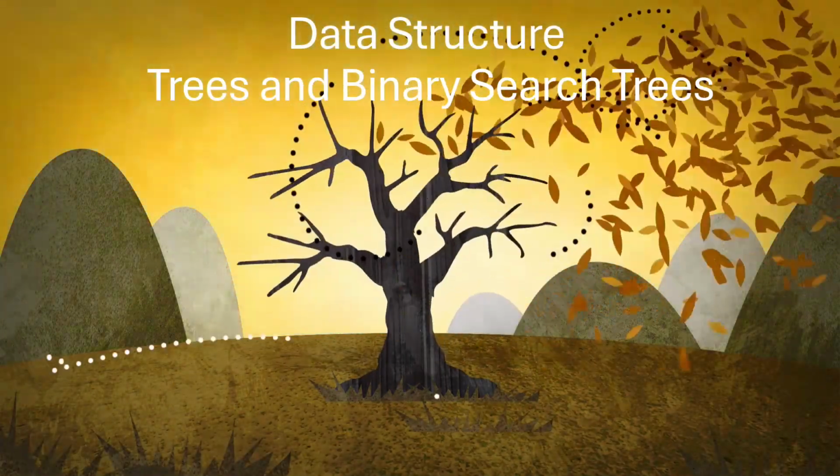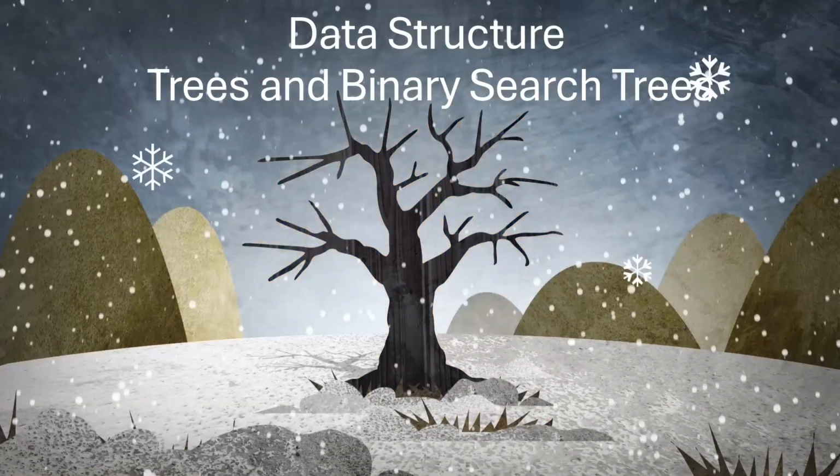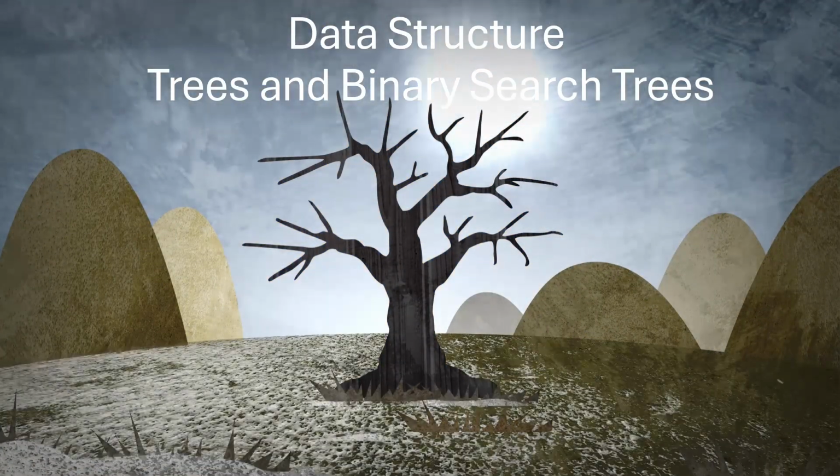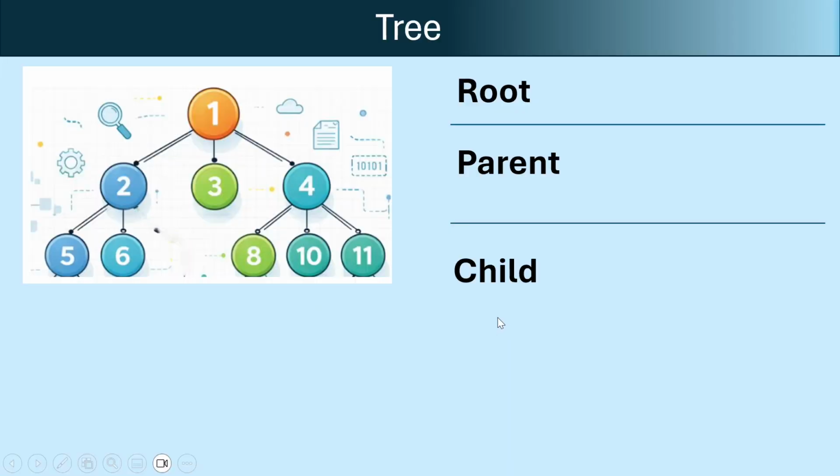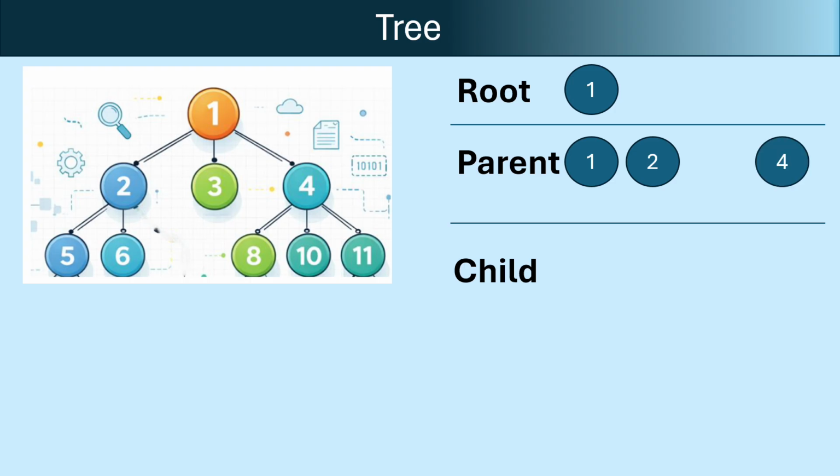We're now going to look at the keywords when we talk about a tree in computer science. So root has no parent. A root is the first one right at the top of our tree. In this case, it's 1. The parents are anyone that has children. So 1 has children, 2 has children, and 4 has children. Now 3 is not a parent because it has no child.